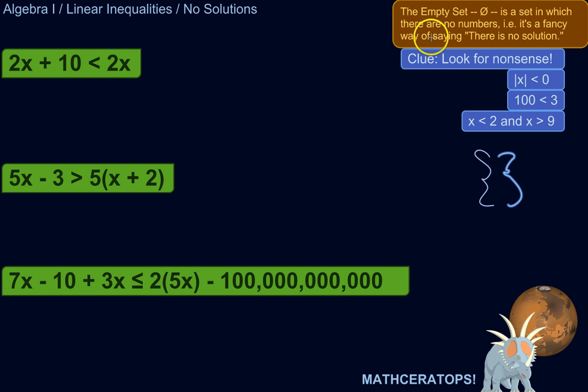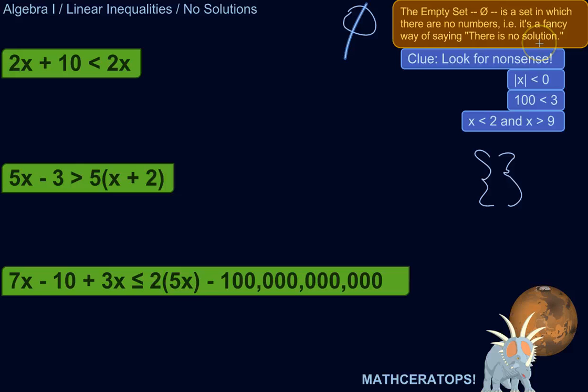And just a symbol to express this in a shorter way is this kind of zero type thing. So, if you're asked what's the set of all numbers for which 2x plus 10 is less than 2x, and you need to say something other than the full sentence, there is no solution, your answer could be the empty set, meaning there is no solution, right? Just a fancy way of saying there is no solution.